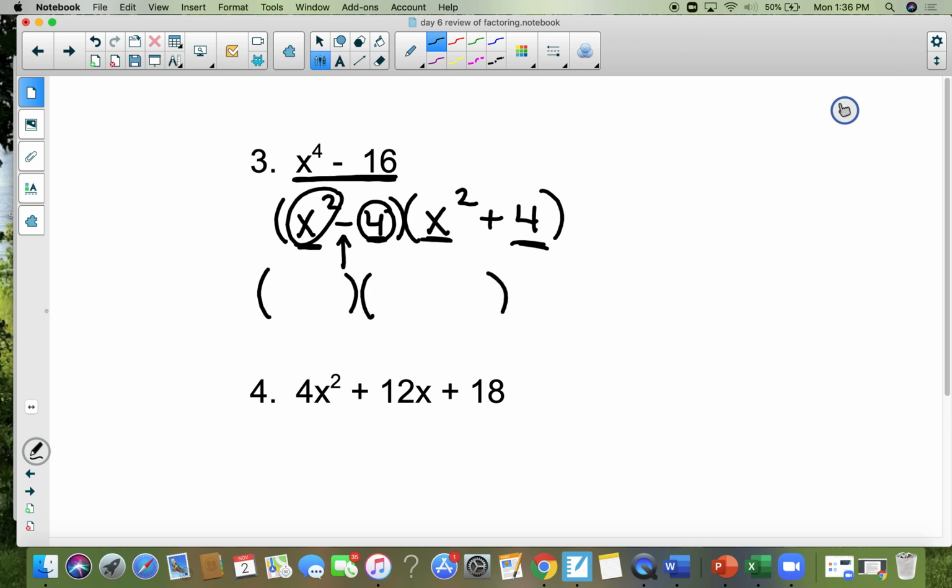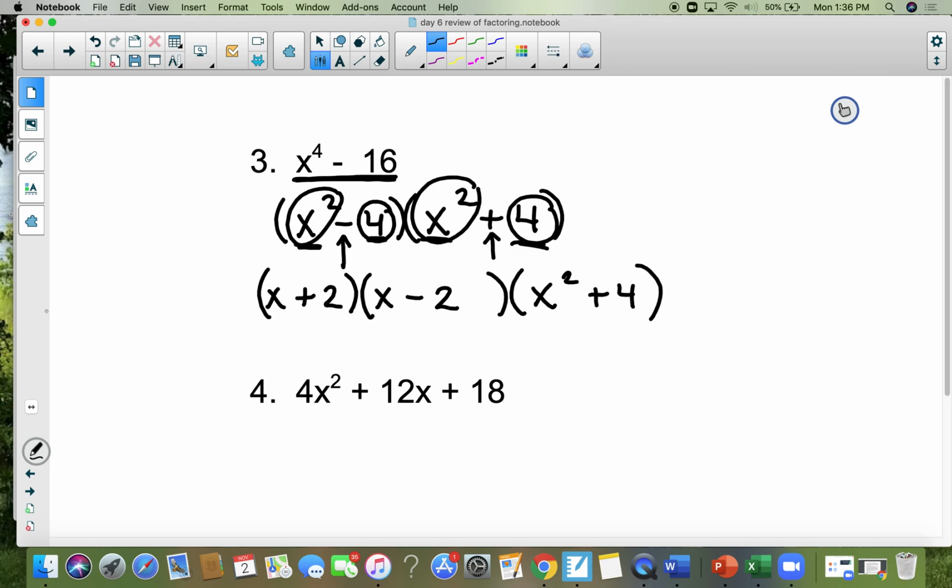So I'm going to break it up again. I'm going to put an x here and an x here and a plus 2 here and a minus 2 here. Remember that this is a perfect square and this is a perfect square, but that's a plus sign. You cannot break that up. You have to leave it x squared plus 4. So I did do it twice. I had to do the difference of squares twice.